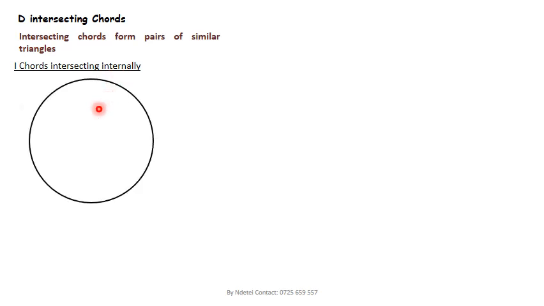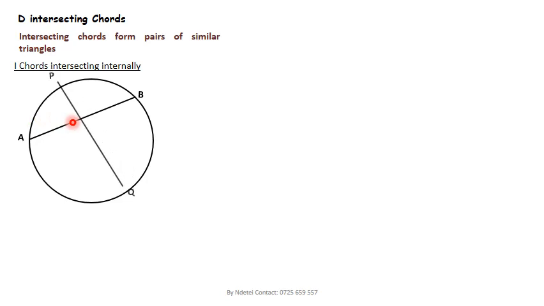Intersecting chords. Normally, intersecting chords form pairs of similar triangles, and they could intersect internally, like in the case we are dedicating this lesson to, and in the next lesson we're going to be looking at chords that are intersecting externally. Now, consider the circle we have there.